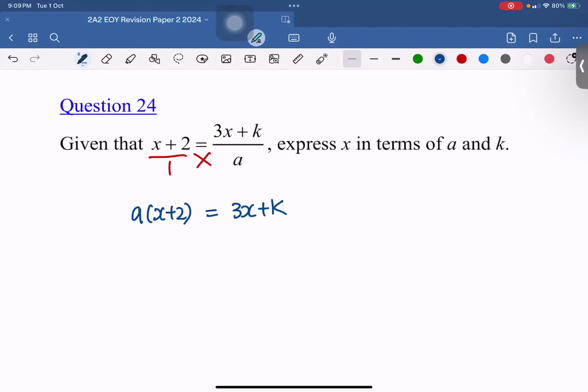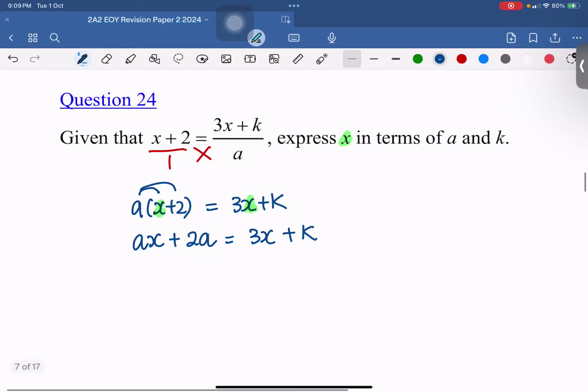Next thing, what do we do? I want to make x the subject. The x is trapped inside my bracket. Expand. Very good. So we expand. This is ax plus 2a.